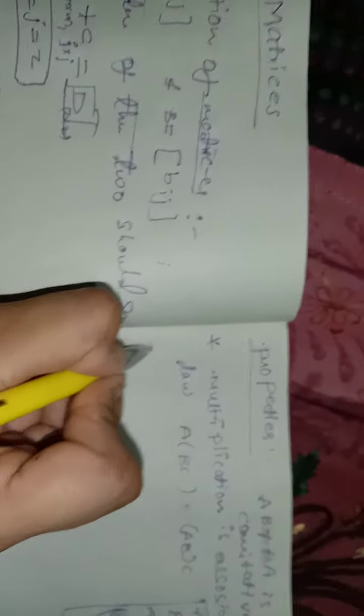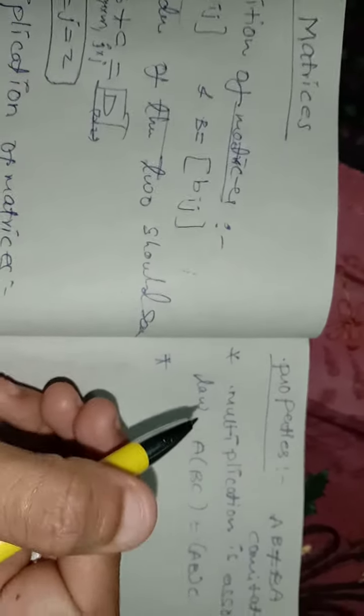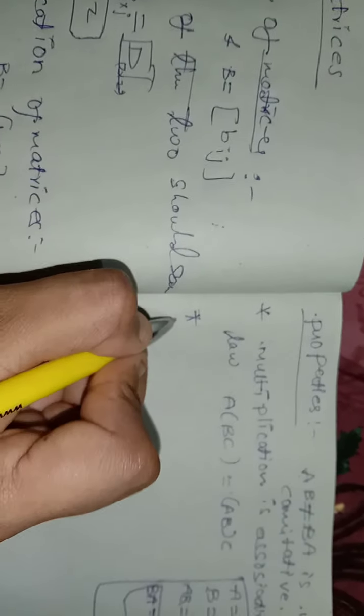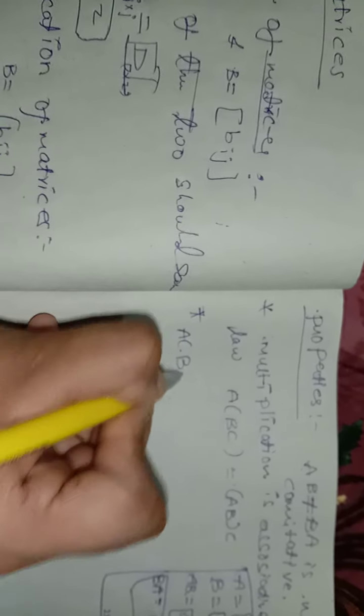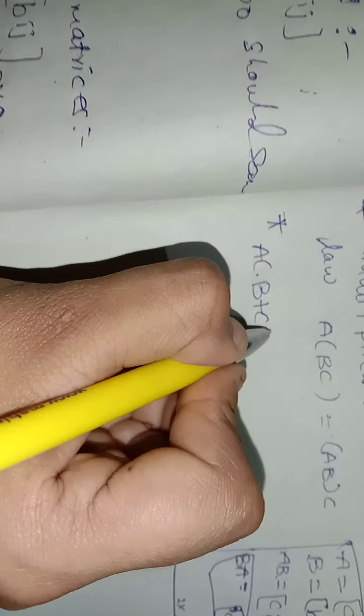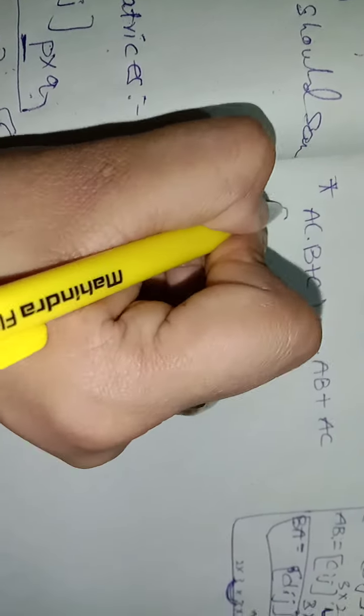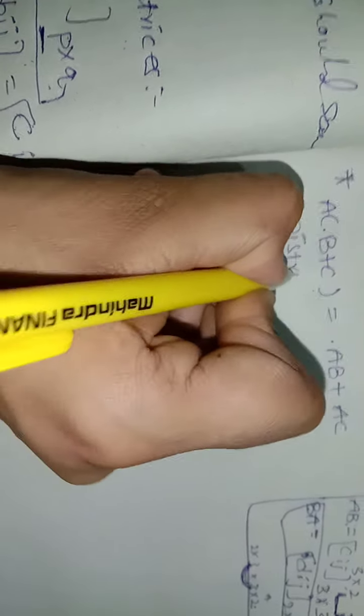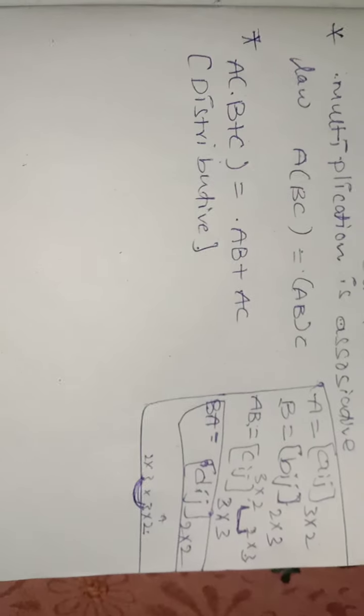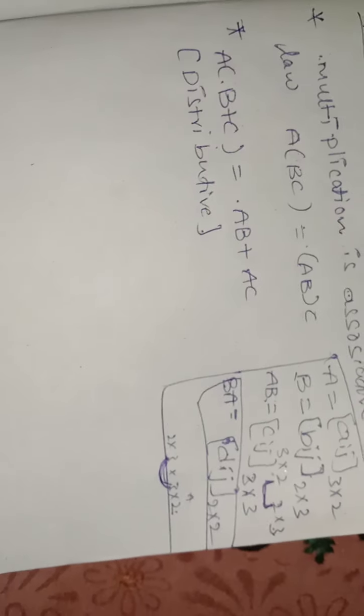Then the third property is A into (B plus C) equals AB plus AC. It is the distributive law. So multiplication of matrices obeys the distributive law.